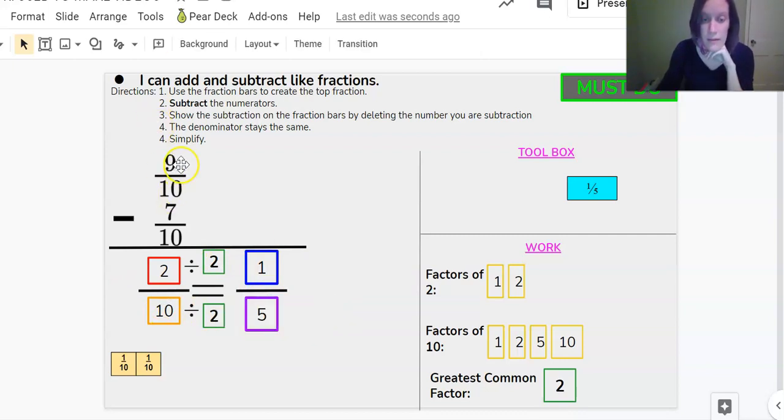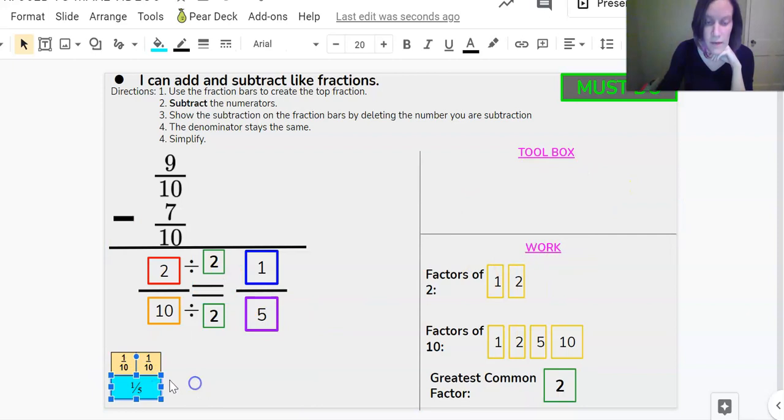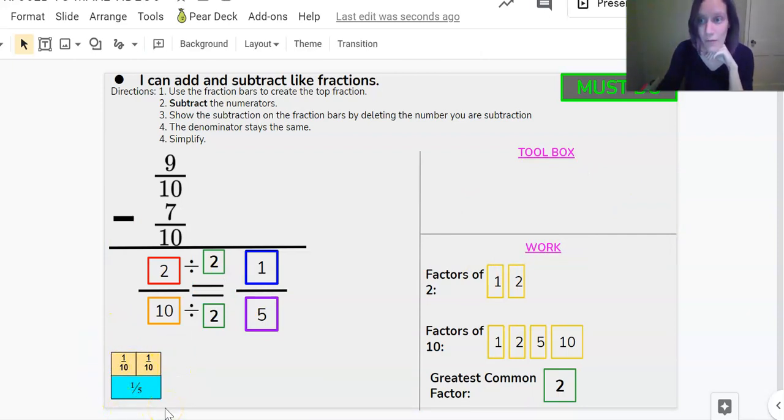So 9 tenths minus 7 tenths is 2 tenths. Simplified, that answer is 1/5. And I can prove that by bringing this over here and noticing they have the exact same value. 2 tenths is the same as 1/5.